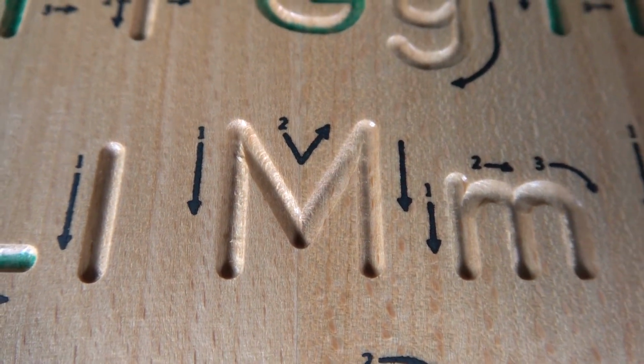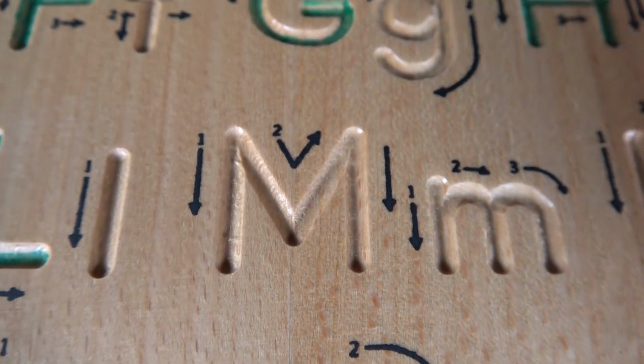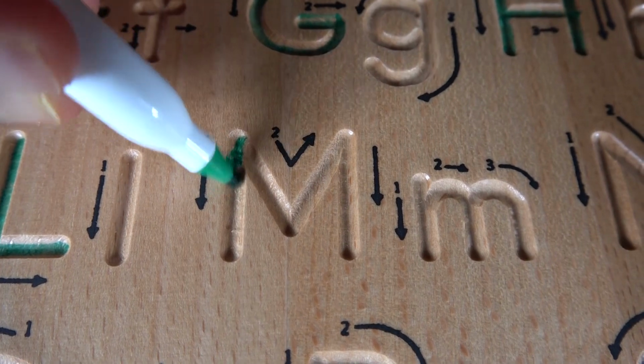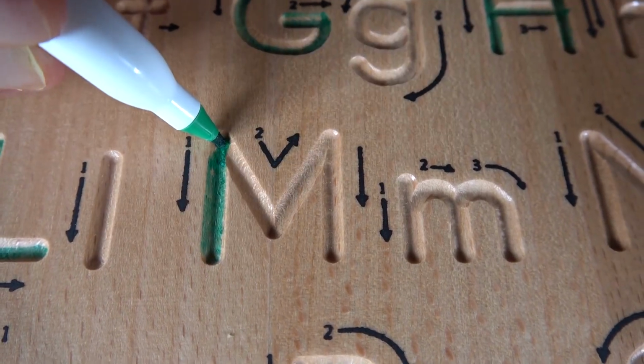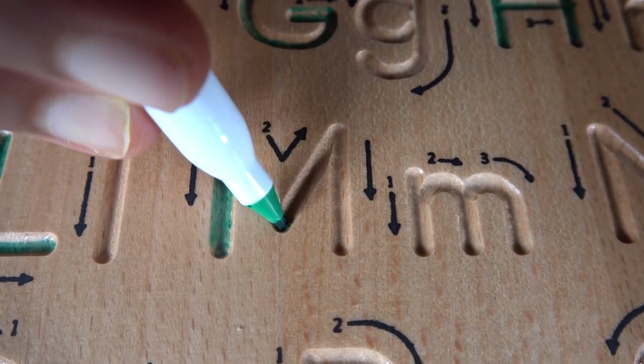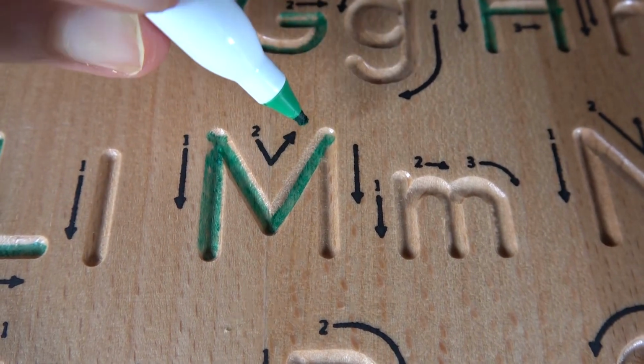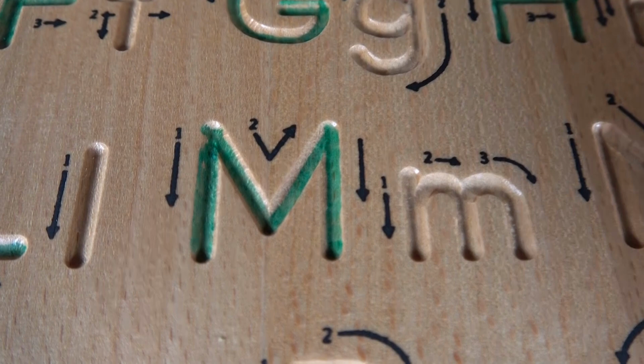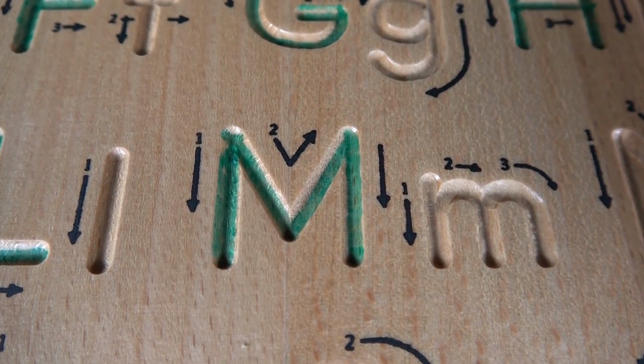Now we'll do the uppercase letter M. We will start right here. Then we'll go back here and curve up like this. And finally we'll curve down. That is the uppercase letter M.